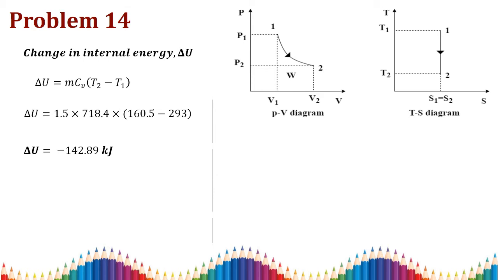Next we need to find the change in internal energy. So delta U is equal to m Cv into (T2 minus T1). Here mass is 1.5, into 718.4, into the temperature difference. You will get delta U as negative, so the decrease in internal energy is observed in this problem.